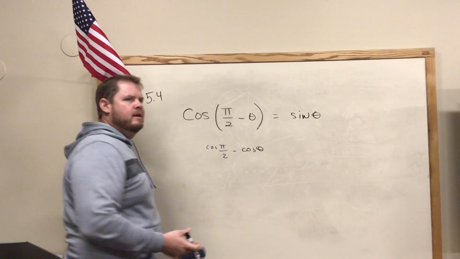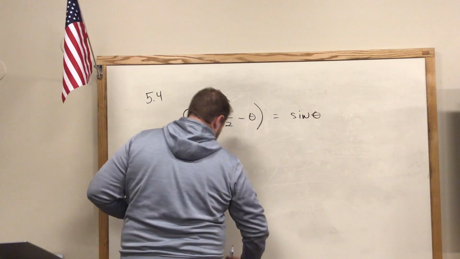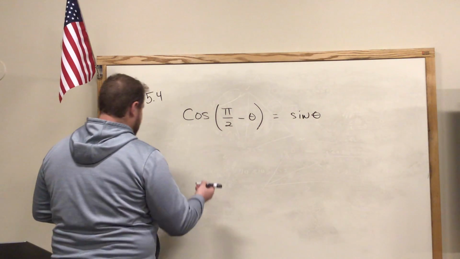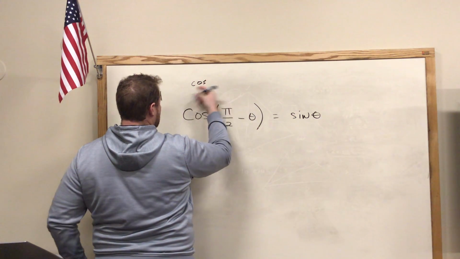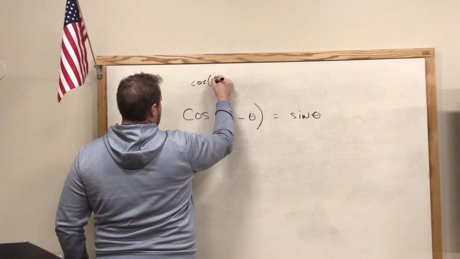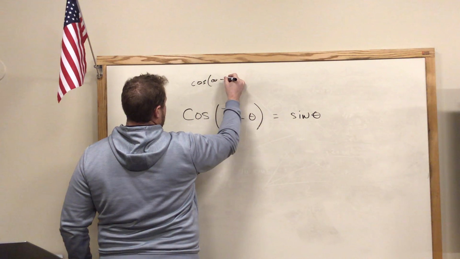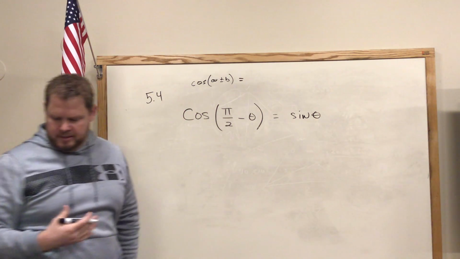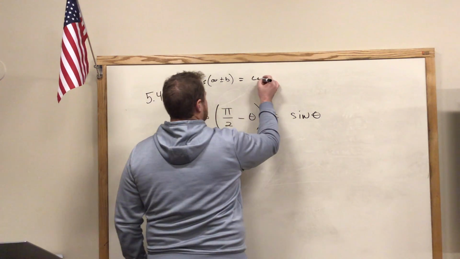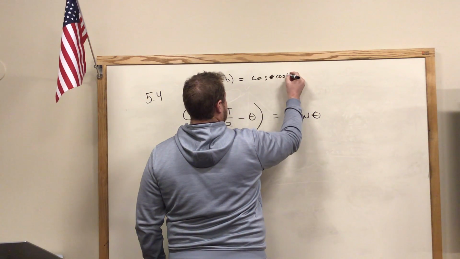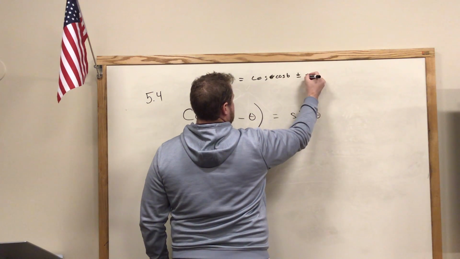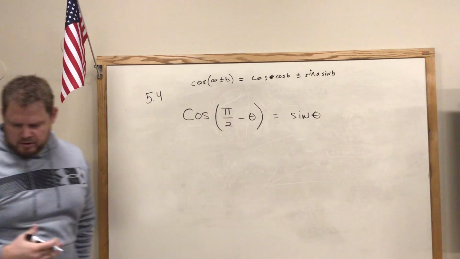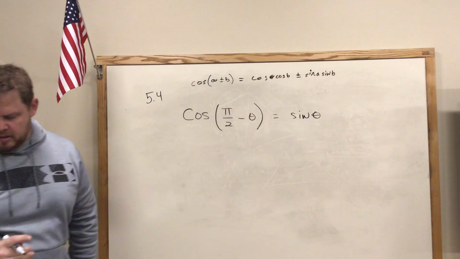So when you see something like this, you're going to have to use the sum and difference identities. Whatever they use, like a little A and a B, it's plus or minus, so it goes both ways. But when it's cosine, what you're going to see is cosine A cosine B, minus or plus sine A sine B. So you're going to set it up like so.